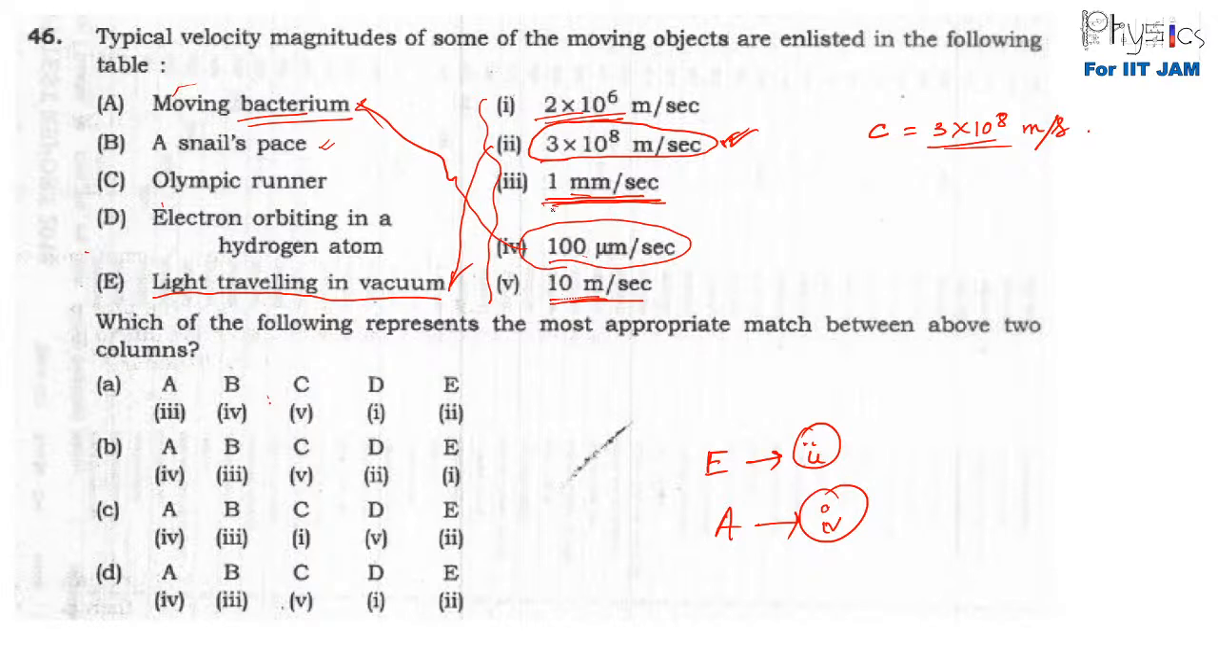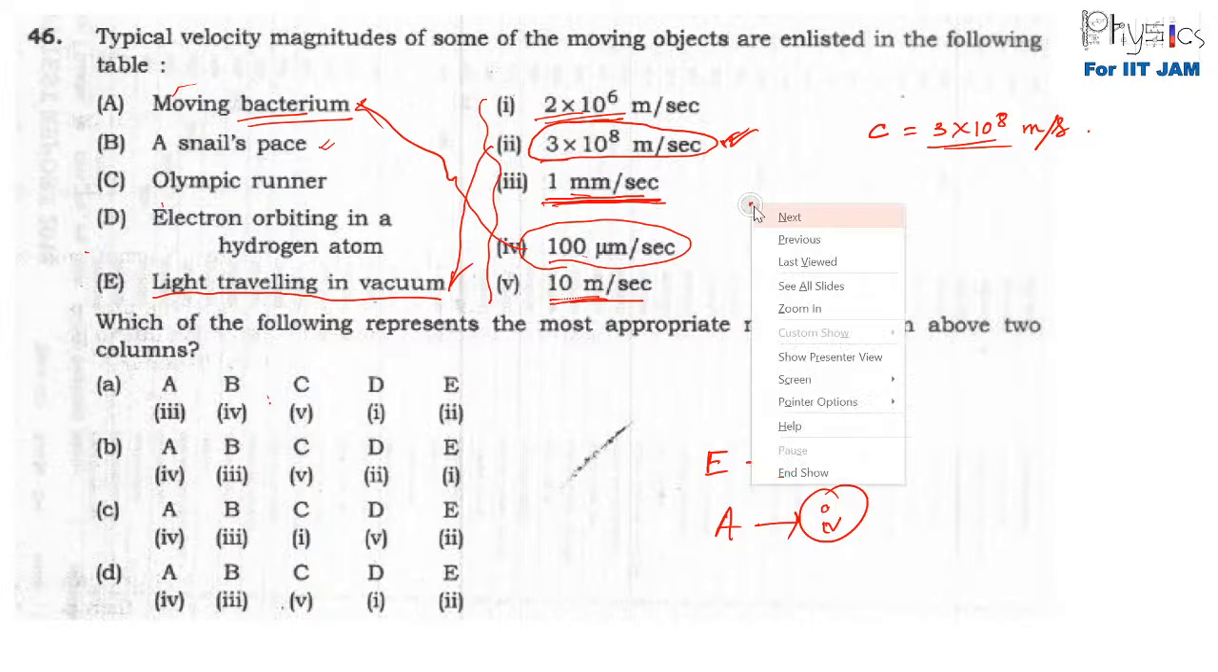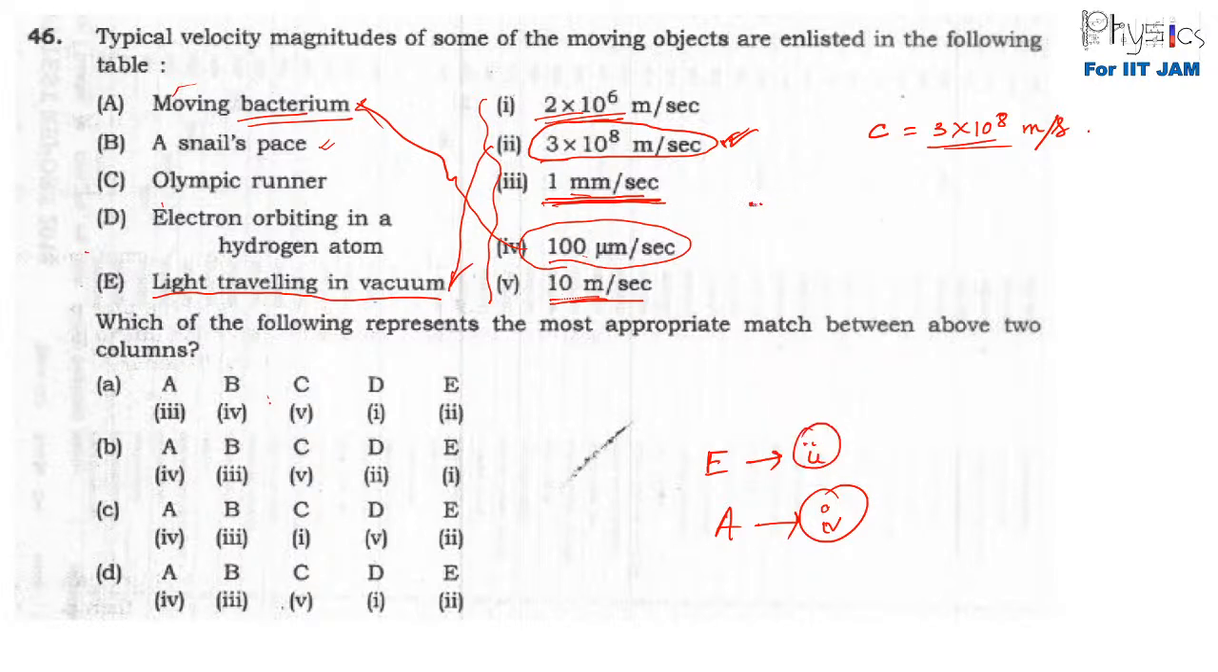That is 1 millimeter per second, right? 1 millimeter per second means from here to here, or less than this. 1 millimeter is such a small distance, covered in 1 second. That means option B is connected to option 3. B is option 3. Okay.